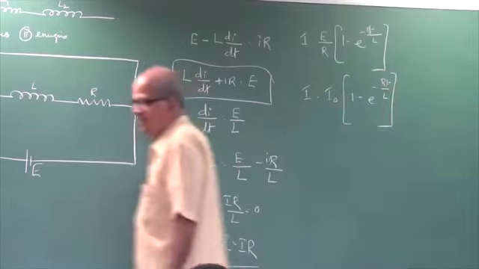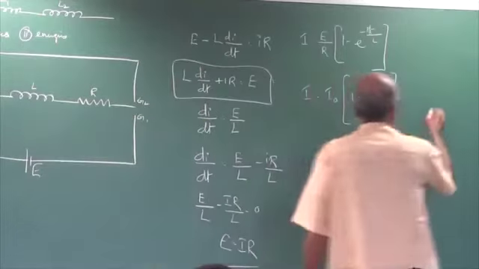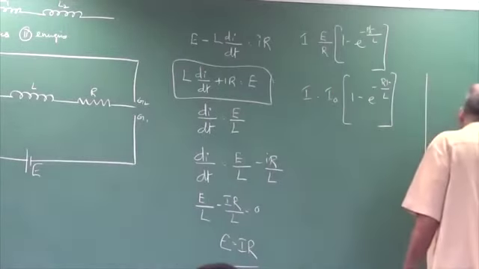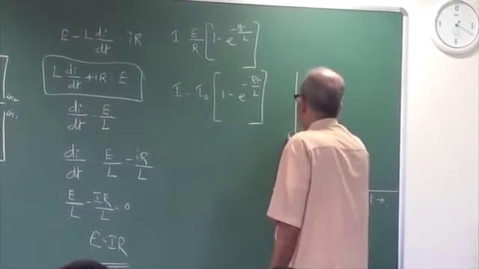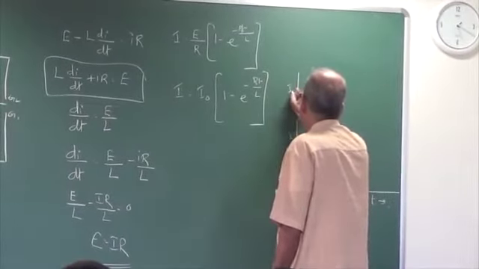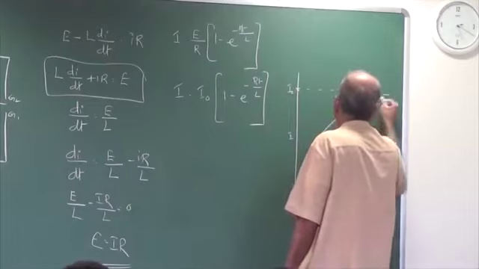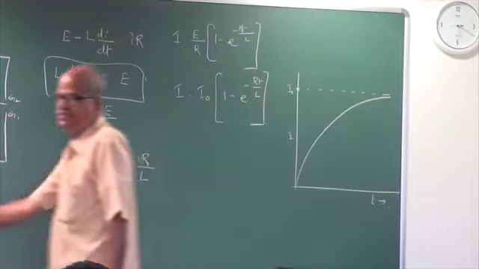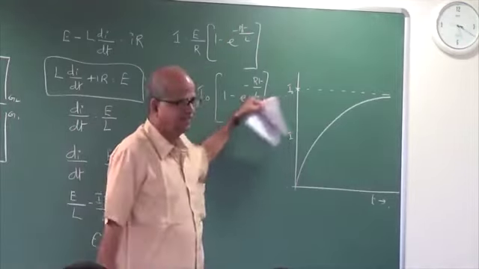As you can see, the current grows exponentially. Correct? As time goes on, you plot a graph of time versus current. It just reaches the maximum as t reaches infinity.